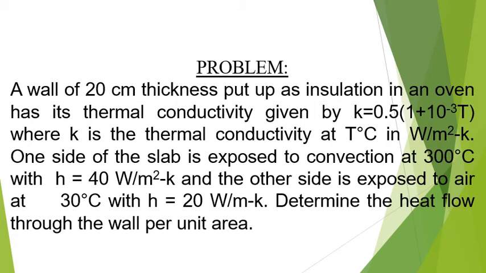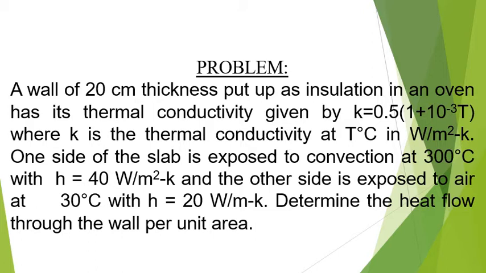Good day. The problem is about conduction. A wall of 20 centimeter thickness put up as an insulation in an oven has its thermal conductivity given by k = 0.5(1 + 10^-3 T), where k is the thermal conductivity and T is in degrees Celsius, in watts per meter Kelvin.